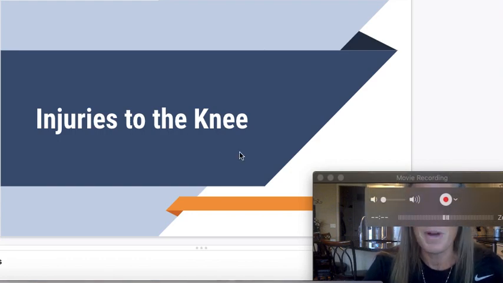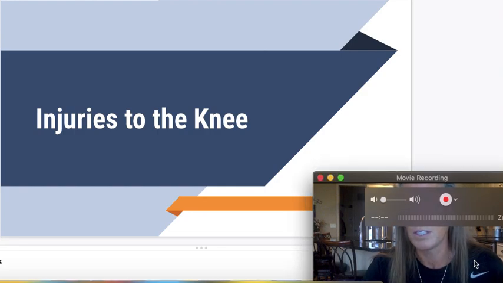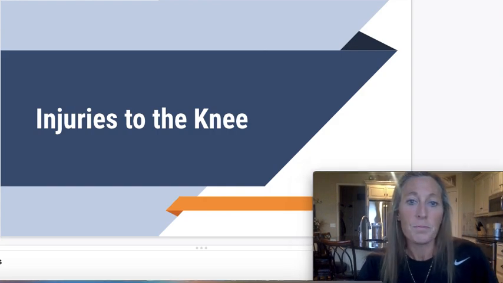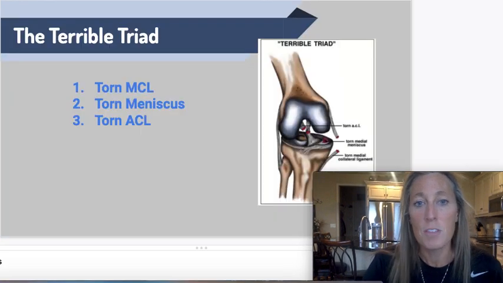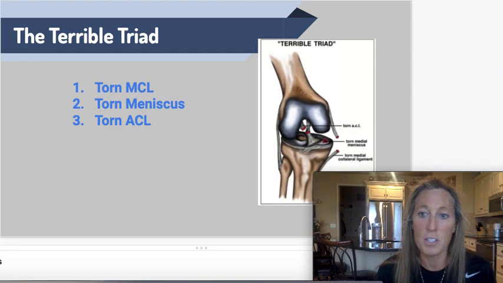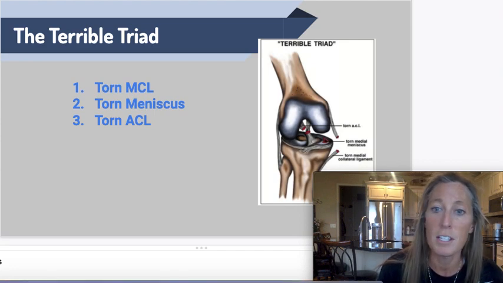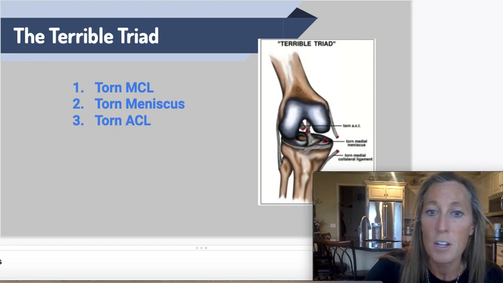Now we're going to talk about injuries, injuries to the knee. The first injury I'd like to talk about, which is a common injury, is called the terrible triad. It's an MCL tear, a meniscus tear, and an ACL tear. Those three things together are called the terrible triad, or O'Donoghue's triangle.